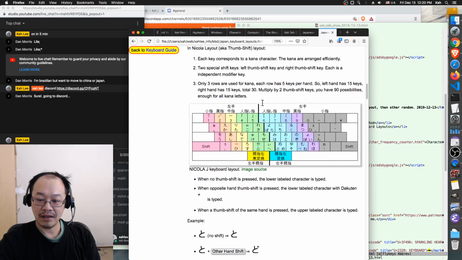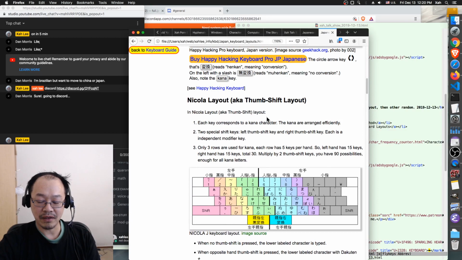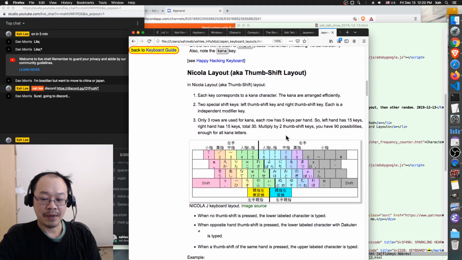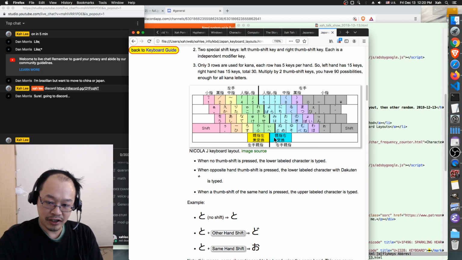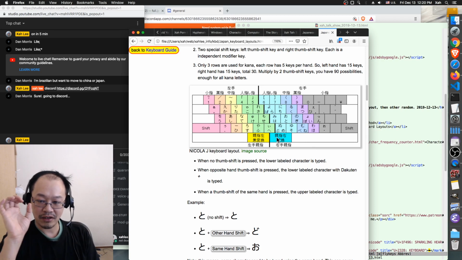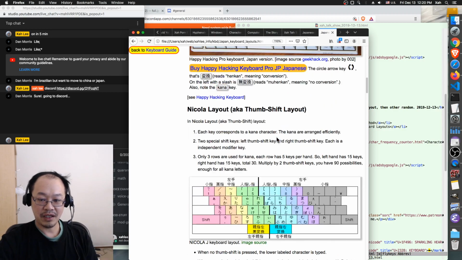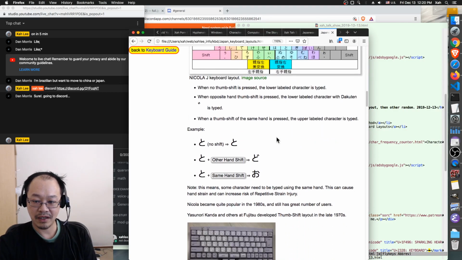And then you have this thumb shift layout system. I'm going to explain that. You've got two shift keys, left shift and right shift. They are different from the English shift keys. And this left shift and right shift are positioned under your thumb. So this is another input system invented in 1980.